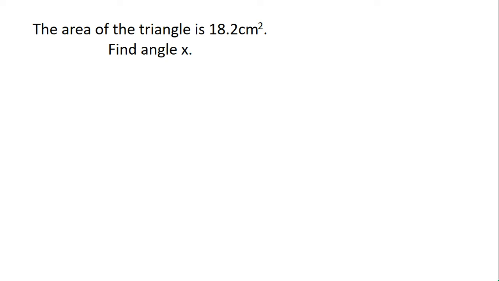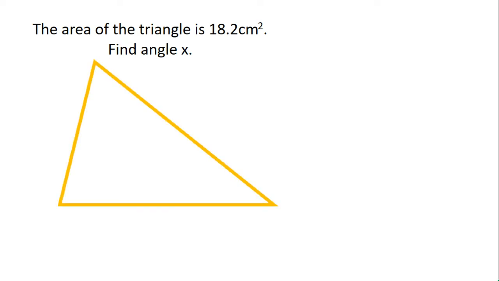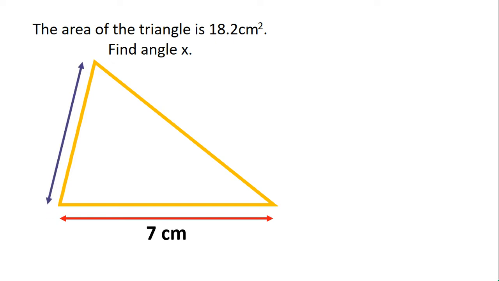So today's question is: the area of a triangle is 18.2 centimeters square. Find angle x. Now let's suppose this is my triangle with the base as 7 centimeters and one of the slant sides as 6 centimeters. This is the angle that they are asking, which is x degrees.